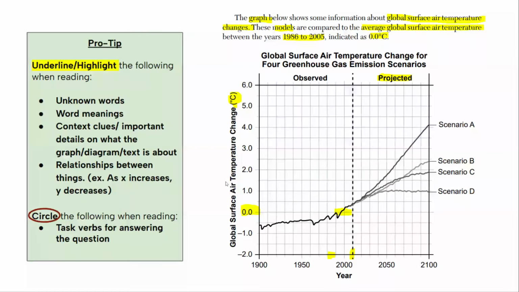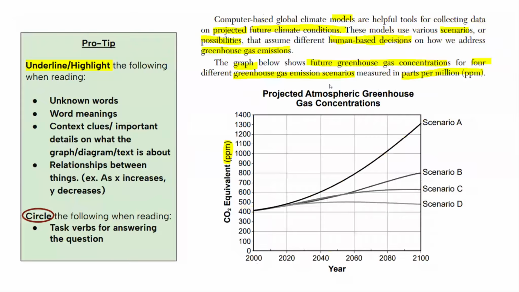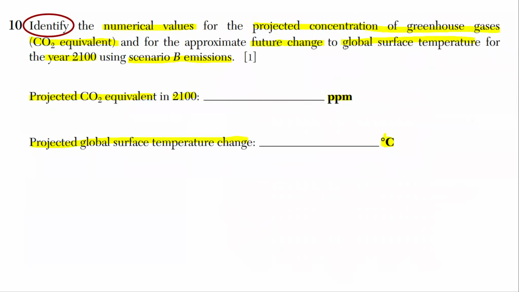That's this graph right here. Global surface temperature for the year 2100 using scenario B emissions. So specific details that I need: the concentration of greenhouse gases, CO2 equivalent from this graph right here, and I also need the future change to global surface temperature from this graph, and I need both of those for the year 2100, and I'm only looking at scenario B emissions.